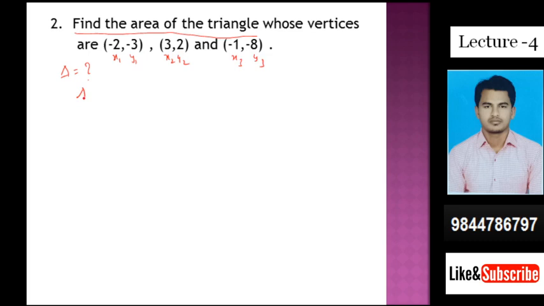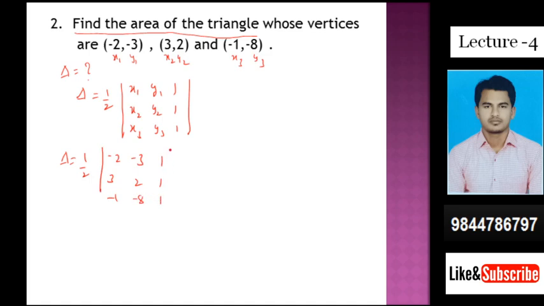So what is the formula? Delta is equal to half into the determinant of x1 y1 1, x2 y2 1, x3 y3 1. Now substituting the values of the given vertices: minus 2, minus 3, 1; 3, 2, 1; minus 1, minus 8, 1. Now expanding this determinant by using the shortcut method.